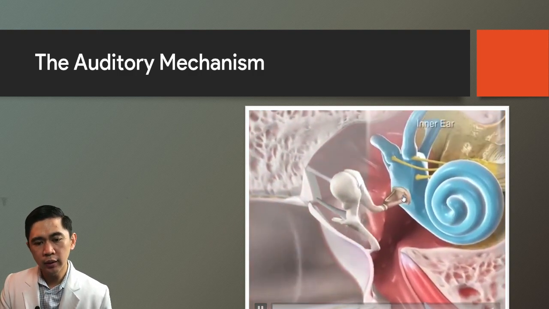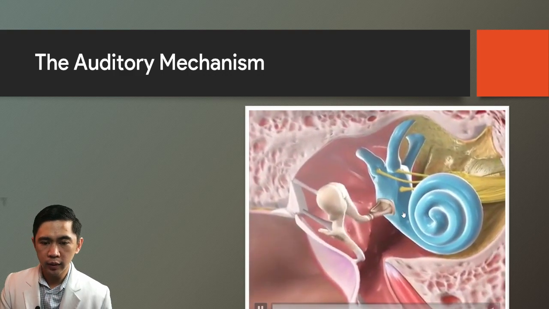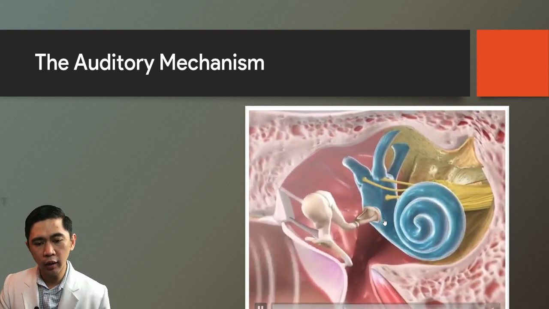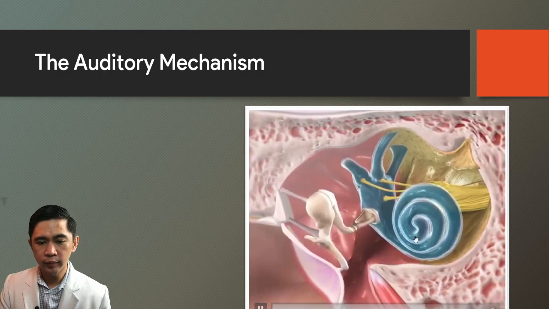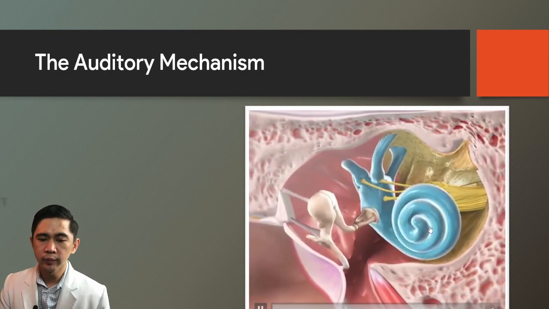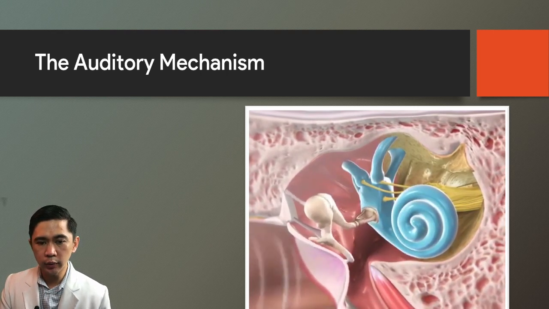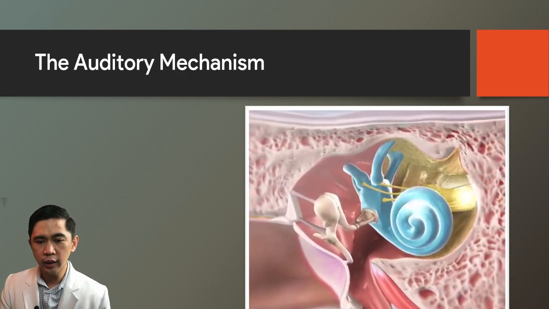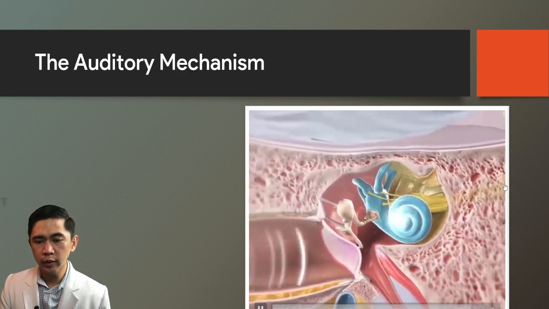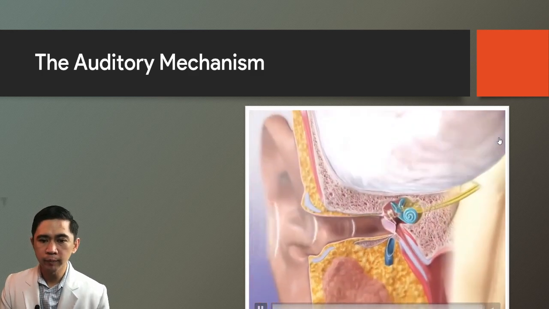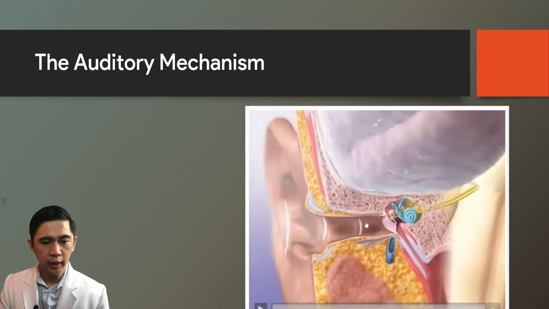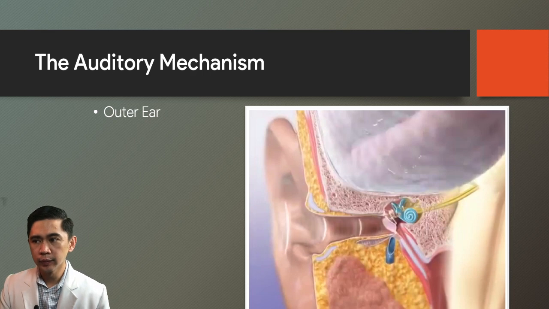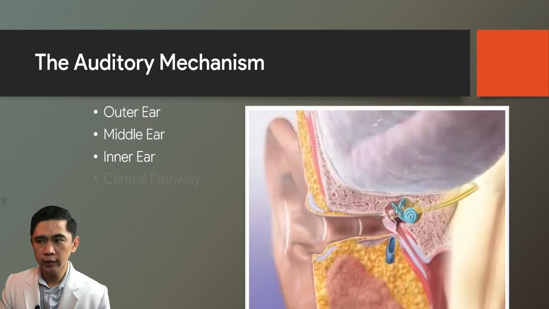And the stapes will actually hit the cochlea, and it will produce some kind of movement in the fluids within. This movement of fluids will produce an auditory signal through the nerves, the cochlear nerve, and these signals will go up into the brain for further processing. So this is the basic hearing mechanism, and we will use this figure more later. So the auditory mechanism will involve the outer ear, the middle ear, the inner ear, and the central pathway for sound conduction to the brain.